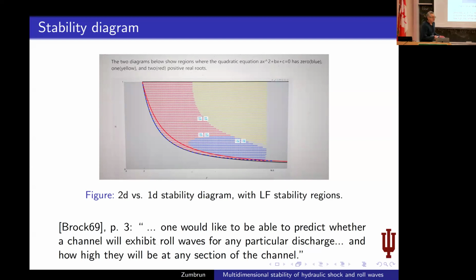We have the Froude number. You can barely see it. The horizontal axis is the Froude number, and the minimum height is the vertical axis. The upper and lower stability curves were for 1D, the red and blue. And then we're filling that in with other kinds of instabilities, and there was a lot more instability.